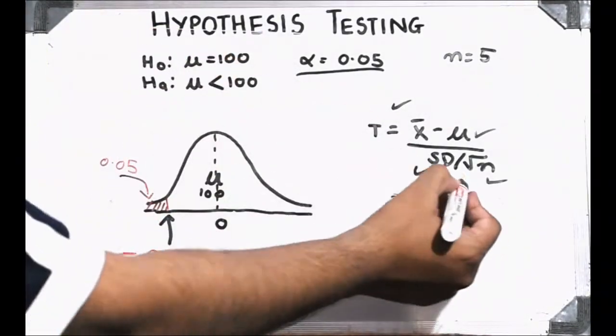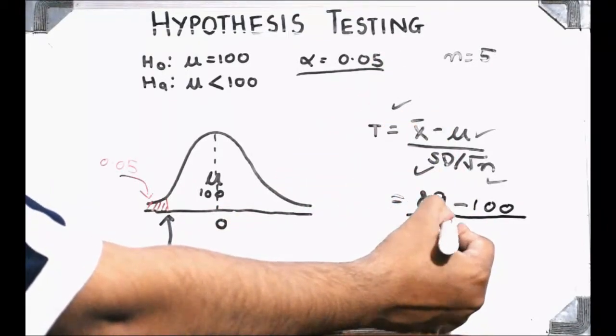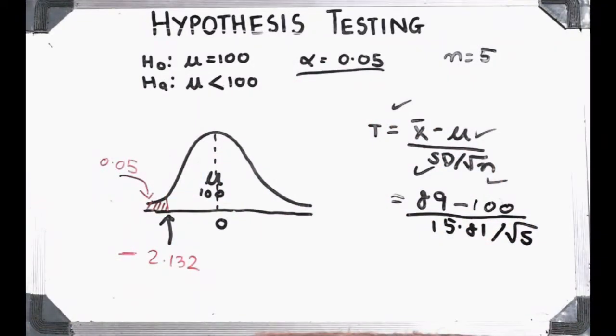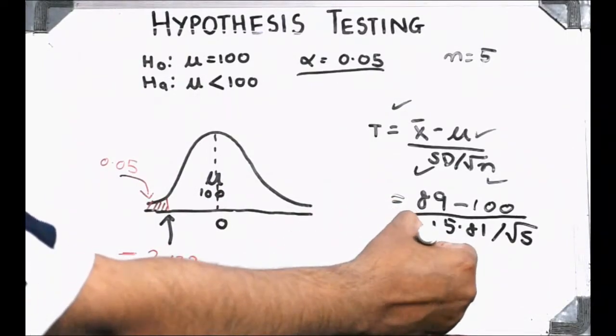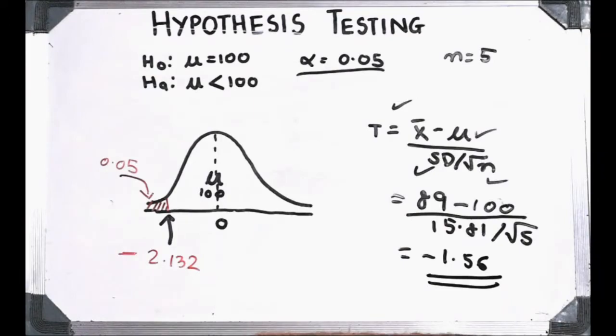It was 100. So it's 100. Standard deviation was given 15.81. Divide by root n. Sample size is 5. So if you solve this, you will get minus 1.56. You can call this the test statistic value.